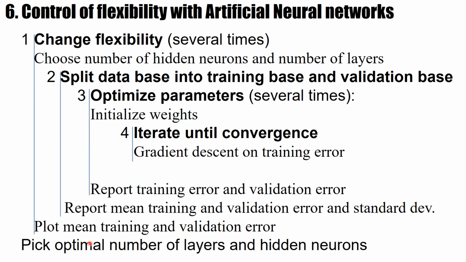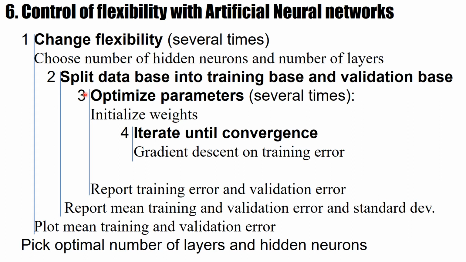How would that work in practice? Here's a pseudo algorithm, a very simple approach. We play with the flexibility, which means for us at the moment, we play with the number of hidden neurons and the number of layers in the network. The more hidden neurons, the more layers we have, the more flexible the network becomes. Then we split the database into training base and validation base. Then we optimize the parameters.